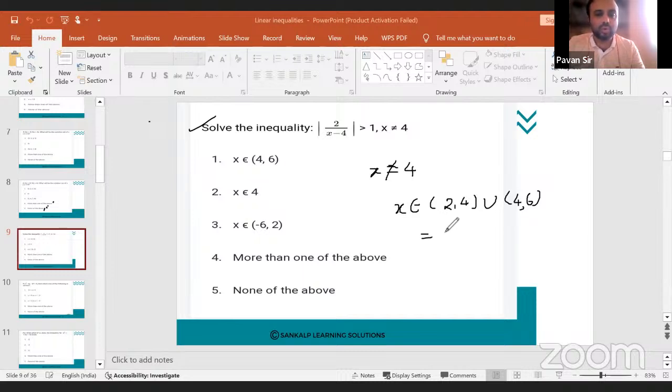So you can check it out. (4, 6) lies in the interval of all the acceptable values, which is (2, 4) and (4, 6). Why? Because here 4 and 6 are the last limits. So these 4 and 6 lie in all the acceptable values of (2, 4) union (4, 6). So what I can say, the best option for this is which value?